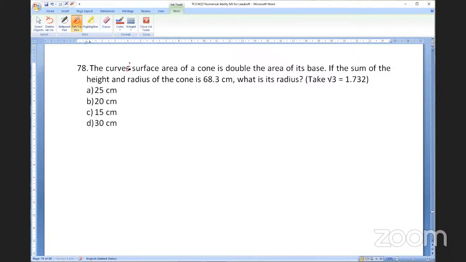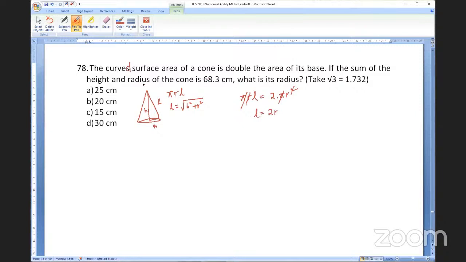The curved surface area of a cone. In a cone, we have got a height, radius, and slant height. Curved surface area is pi RL, where L equals root over h square plus r square. The curved surface area of the cone is double the area of its base. Area of its base is pi r square. So when we solve this, we'll get some relationship. And what is that? Slant height is equal to 2r.